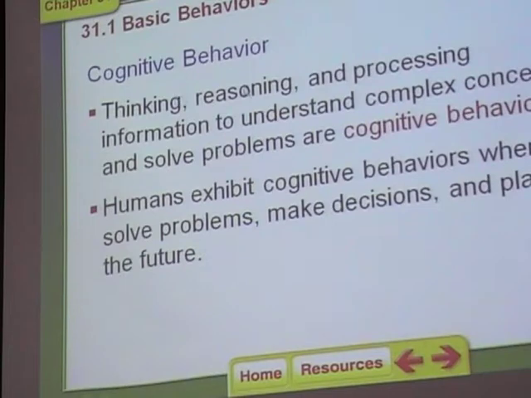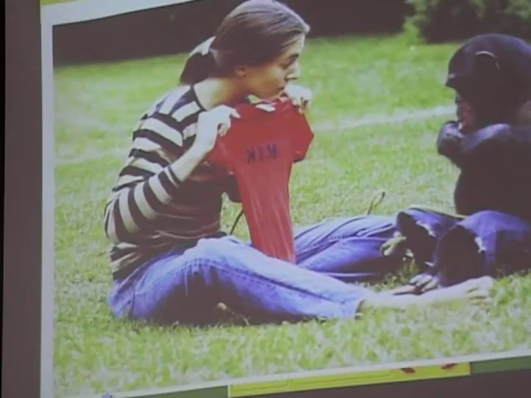Finally, we have cognitive behavior. Cognitive behavior involves thinking and reasoning, processing information. If you're sitting in algebra and you're solving a problem, that's cognitive behavior. Making decisions, planning for the future. What are you going to do after school today? You can sit there and think about it. You don't actually have to do it. You can think about what you're going to do and solve any problems. Oh, I need to make sure to get my ride so I can go to the movie. And I need somebody to pick me up from that. That's all cognitive behavior, thinking about things.